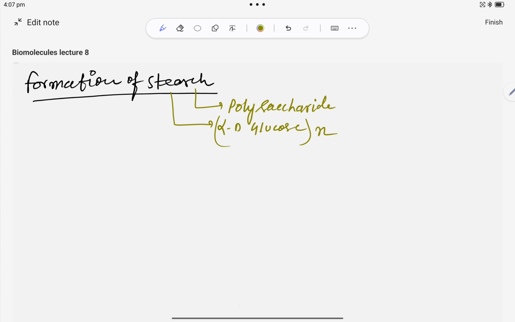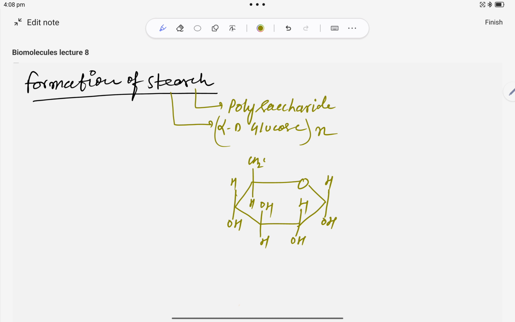What is alpha D glucose? Again I am writing many times. I draw the structure. So this is your alpha D glucose, children. Here H and the OH, then OH, here OH, H, OH, H, H, and CH2OH. So this is your alpha D glucose. So let's talk more about this starch.